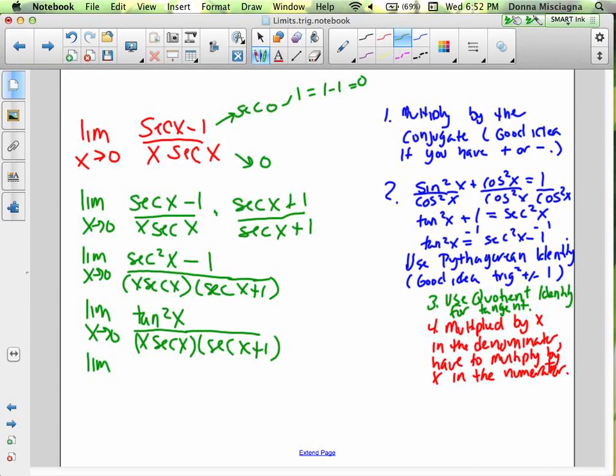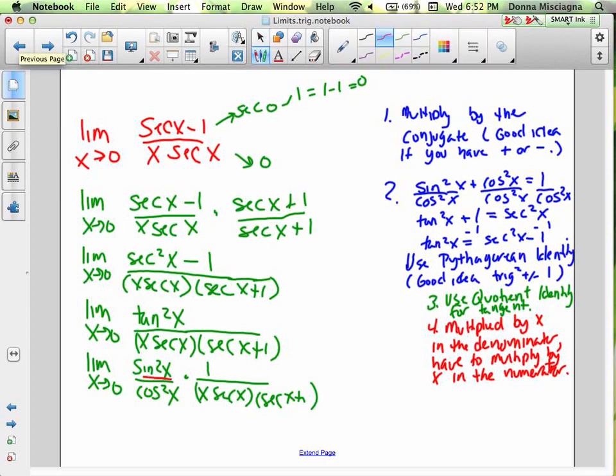So we have the limit as x goes to 0. Let's replace the tangent squared x. We'll make it sine squared x over cosine squared x. I'm going to be rewriting at this point just to save ourselves a little bit of space. And now the rest of this is just going to be 1 over everything else. So we have x secant x plus 1. Now I've got a product. I can move things however I want.